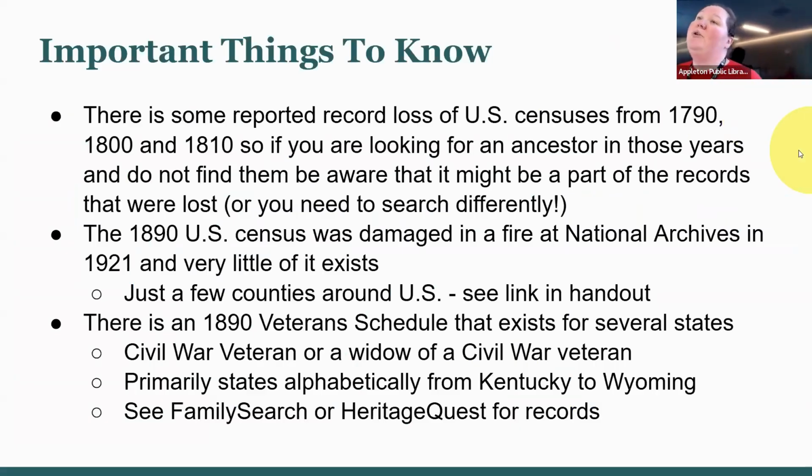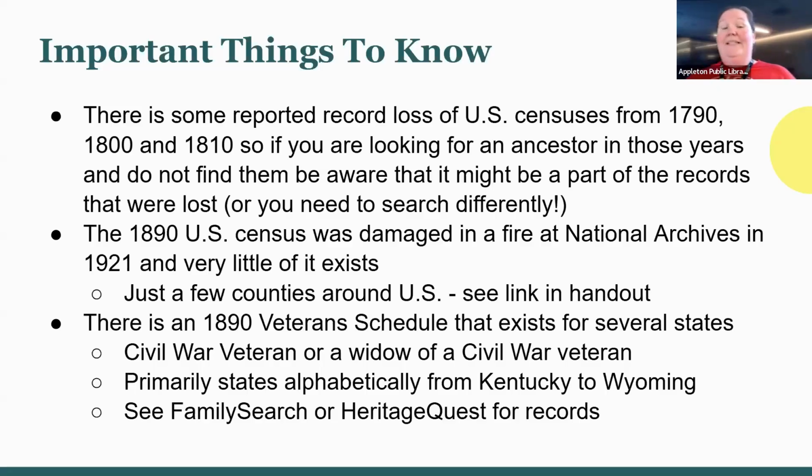All right. A couple other important things to know. So there is some reported record loss for specific years of the census. In 1790, they lost some, in 1800, they lost some, and in 1810, they did. So if you're looking for your ancestors in those specific years and don't find them, be aware it might be part of the records that are lost, or you need to try that search differently. So remember, 5, 6, 7, 8, 9, 10 different ways of trying to search.